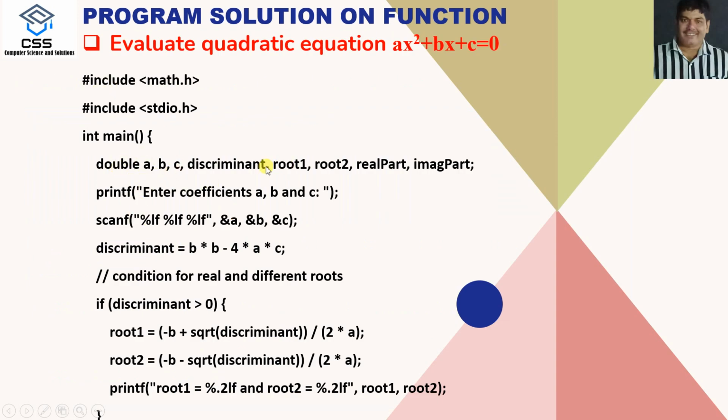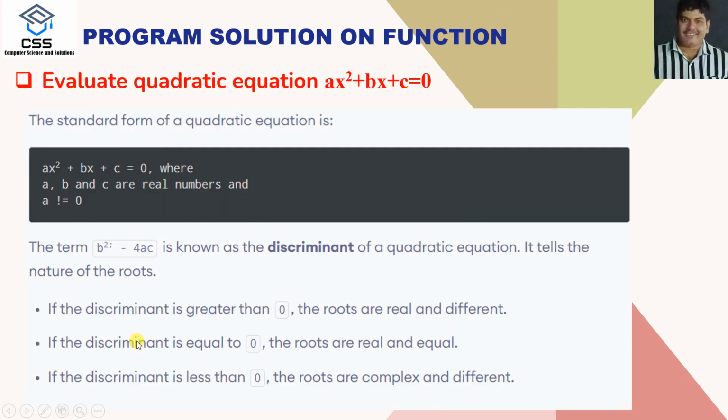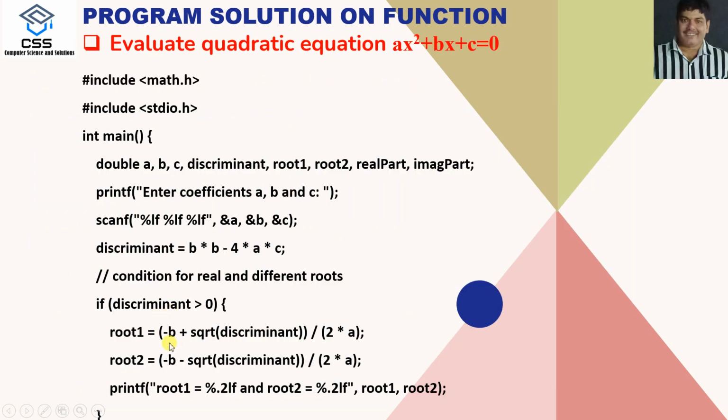We take double or float values. A, B, C are taken. First of all, b square minus 4ac, the discriminant, will be calculated: b into b minus 4 into a into c. Whatever the value is stored in the discriminant, on the basis of that value we have to evaluate the equation. If it is greater than 0, then two roots will be calculated, root 1 and root 2. Root 1 is minus b plus square root of discriminant by 2a, and root 2 is minus b minus square root of discriminant by 2a. Whatever the value is evaluated, we display. Why .2f? Because we want to show values up to 2 decimal places.